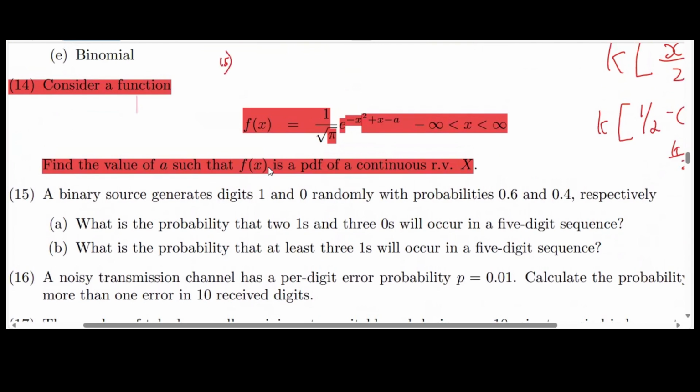So 15. A binary source generates digits 1 and 0 randomly. Probability 0.6 and 0.4. So far they just gave us the probability of a 1 and a 0. What is the probability that 2 ones and 3 zeros will occur in a 5-digit sequence? They gave us a fixed amount. They never give us any interval or time, so it can't be Poisson. They want something happening in a fixed amount.